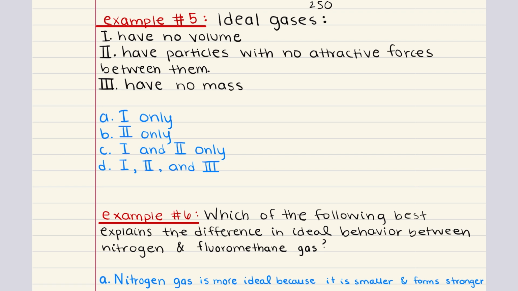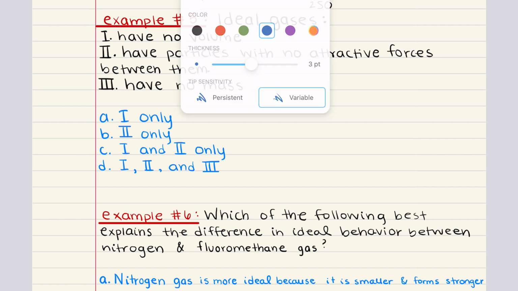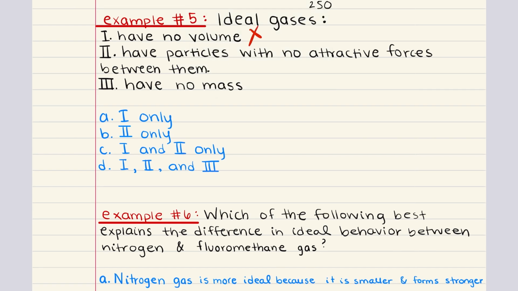Now, there's an important distinction to make here. While each particle within the gas is considered to have negligible volume, ideal gases as a whole certainly do have a measurable volume. Just think about your ideal gas law. PV equals nRT. V is volume. Ideal gases have volume. This makes statement 1 incorrect.